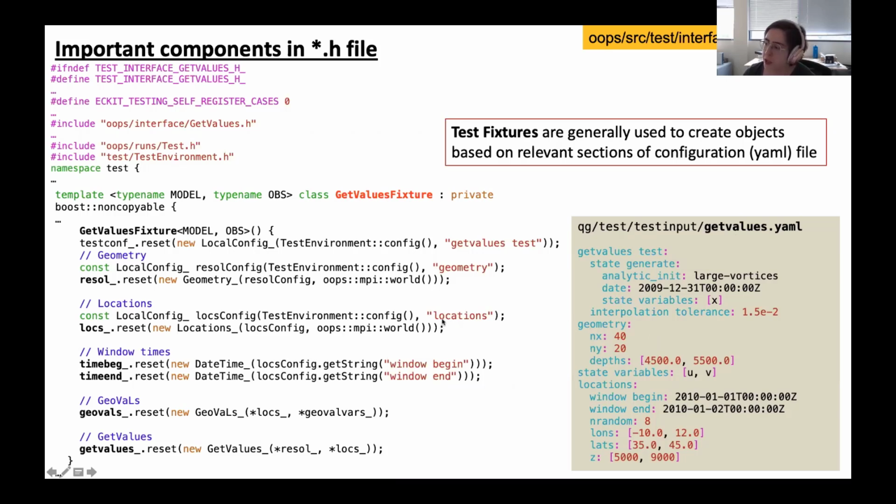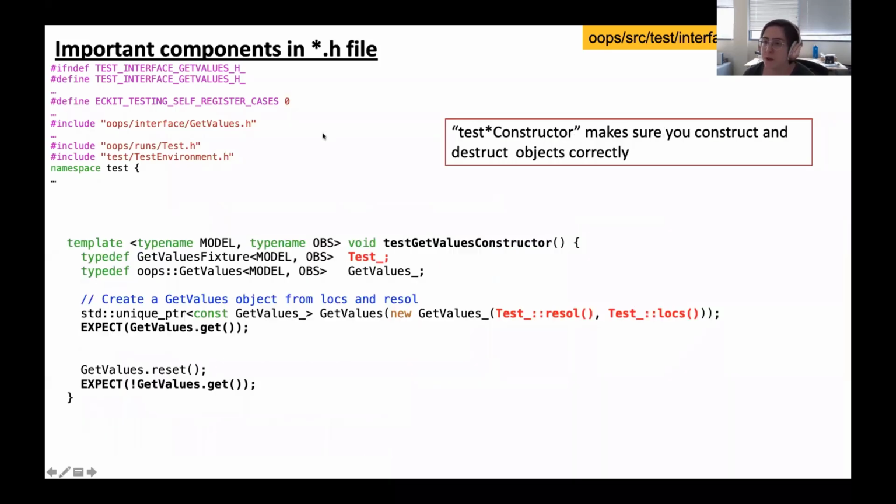Similar to that, we have locations here. When you look at the YAML file, you see that locations refers to this section of the YAML file. Now that you have these objects created and pointing to the values that you want to use in your header files, you can simply use these objects instead of running this line again and referring to the YAML and reading the YAML again. So yeah, this is the test fixture.